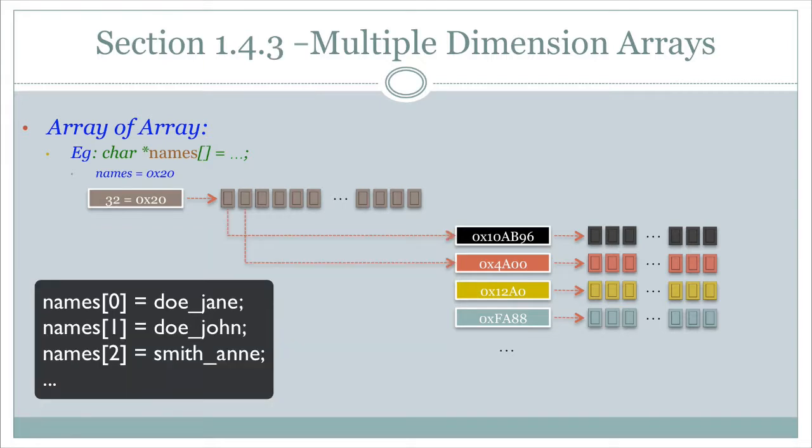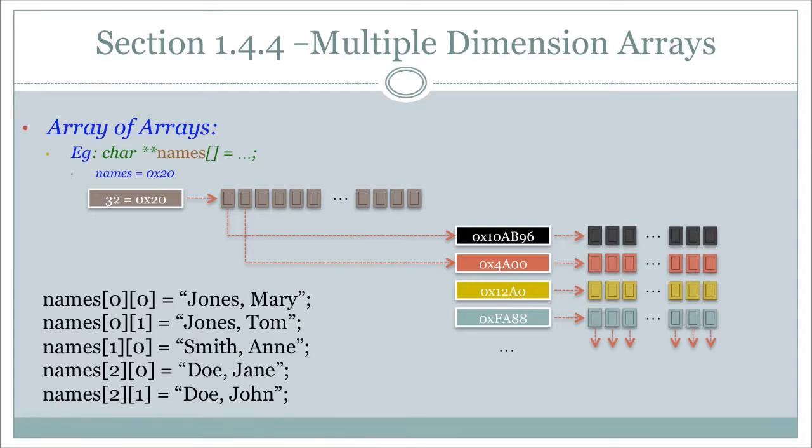And now when we tie it all together, I'm saying really that names index 0 contains the pointer to an array of characters. So you see there are two levels of indirection there. And we don't have to stop there. We can keep going. This comes in useful because I can have multiple indexes and arrays of arrays, and we call them multi-dimensional arrays, right? I can say, for example, names at index 0 are the Jones family, names at index 1 are the Smiths, and names at index 2 are the Does: John Doe, Mary Doe, Jane Doe, right? And so this is an example of how you can use a multidimensional array.